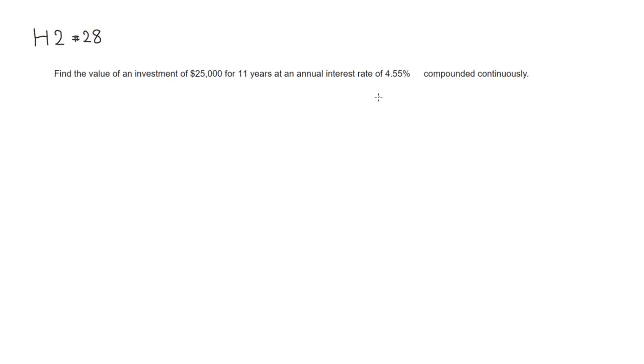The formula goes something like this: A of T, the amount after T years, would be principal times e to the RT. So let's identify what's given. We have 25,000 here, this is going to be our P. Then 11 years, so that's obviously time T.